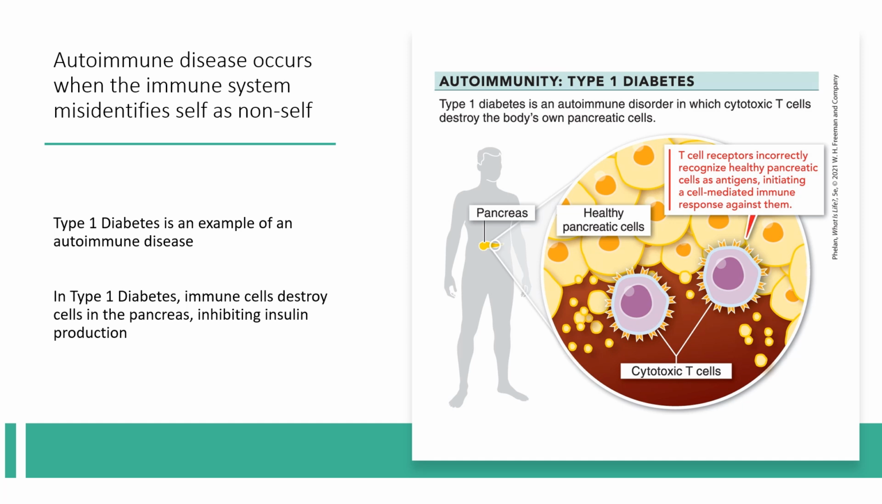Autoimmune diseases are another way our immune system can make mistakes. An autoimmune disease occurs when the immune system thinks cells in our own bodies are foreign. Type 1 diabetes is an example of an autoimmune disease. In type 1 diabetes, immune cells destroy cells in the pancreas, decreasing the pancreas's ability to produce insulin and regulate blood sugar.